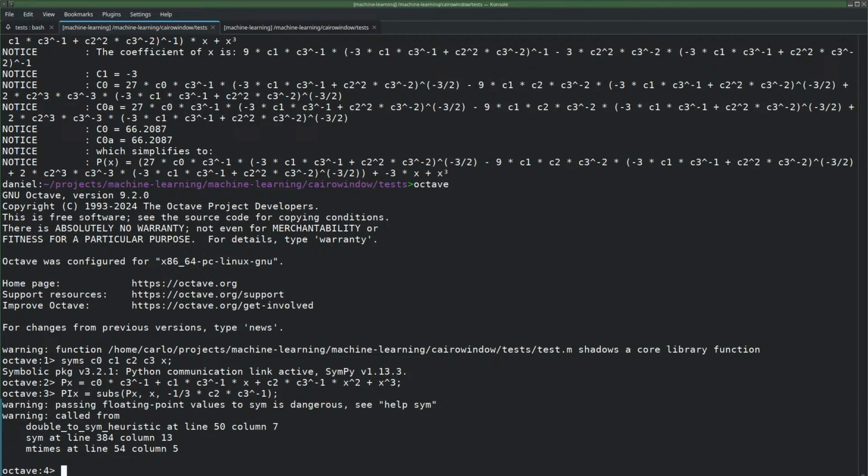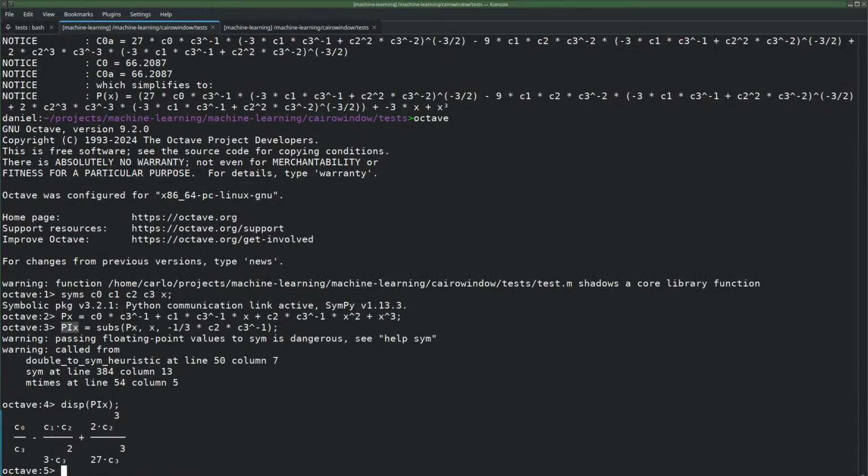Warning. Just display. I have no idea why I called it Pi of X, because this is Y, of course. It's the Y coordinate. Yeah, too bad. So the Y coordinate of the inflection point is that.